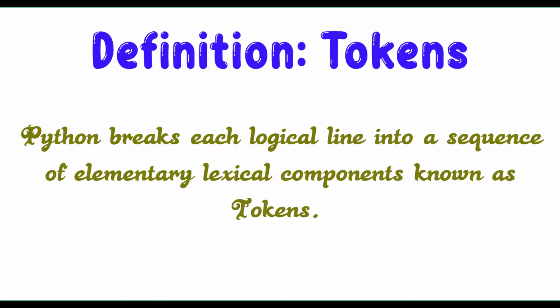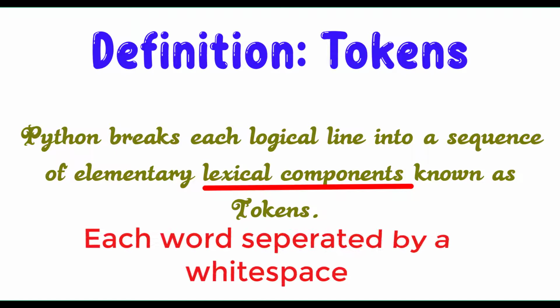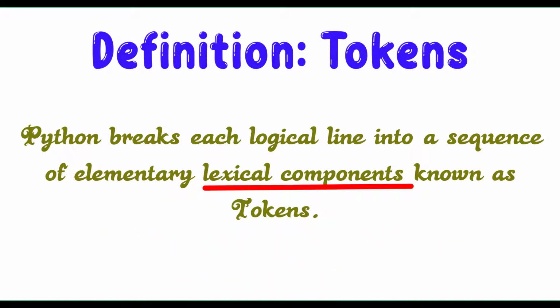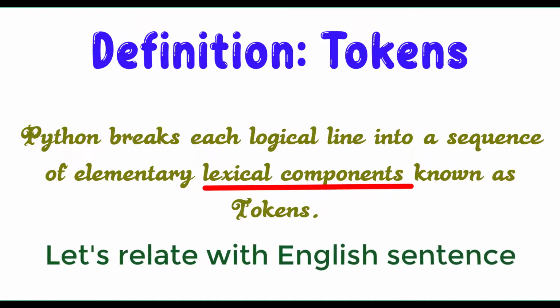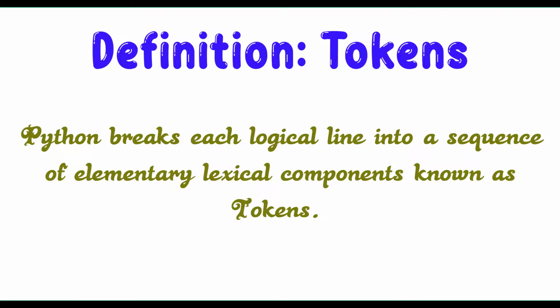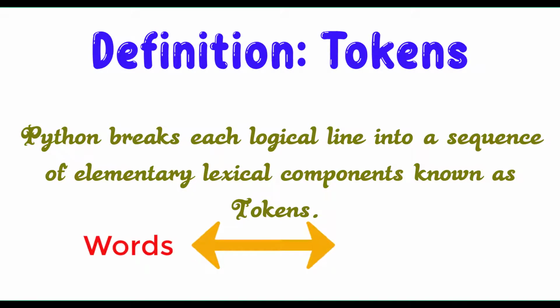You may wonder what this lexical component is. Each word that is separated by a white space is called a lexical component. Let's relate this with an English sentence. The lexical components are the words that we say in English. So words, what we say in English, are termed as tokens in Python, in a programming language.